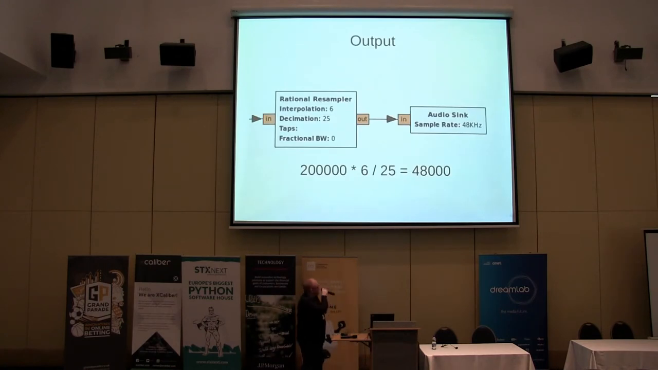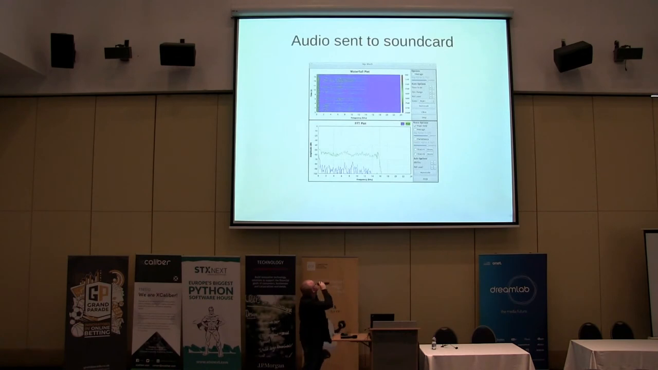And then we do some resampling because our sound card probably cannot handle 200 kilohertz of sampling frequency, so we have to get it down to something our sound card can support. In my case, it's 48,000 hertz. So to get that sampling frequency, I use the rational resampler, which takes 2 values, and that's how I got those 2 values. I started with 200 kHz sampling on the input, had to multiply by 6, divide by 25, and I got the output sampling frequency, and this is the actual audio signal.